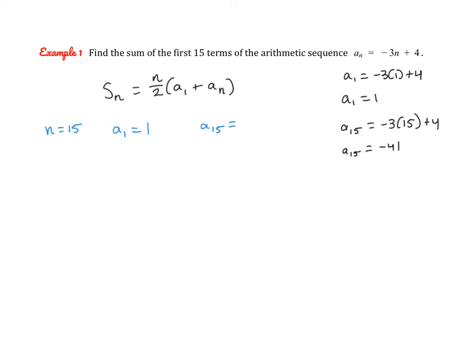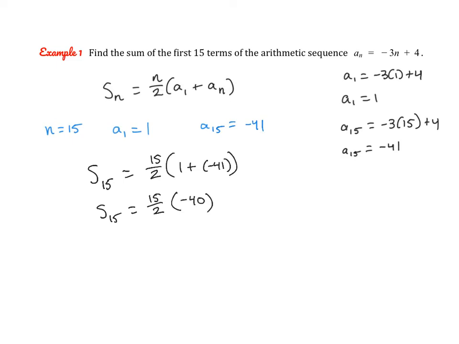Okay, so now let's substitute what we know into our formula. The sum of the first 15 terms is going to be 15 divided by 2 times 1 plus -41. Let's always remember to do what's inside our parentheses first. So 1 plus -41 is -40. And then from here, we can do -40 divided by 2 times 15, and this should give us a sum of -300. So the sum of the first 15 terms is -300. You can see that this is definitely faster than having to list out what the first 15 terms are and then adding them up. So this formula can be really useful.